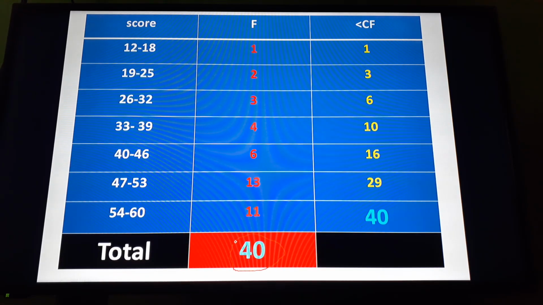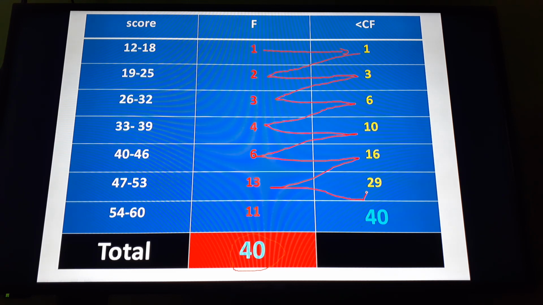Now, to solve for the cumulative frequency less than, napakadali lang po nun. Ang gagawin lamang po natin is just to copy for the first frequency, then add lang natin sa next frequencies. 1 plus 2 that is equals to 3, plus 3 that is equals to 6, plus 4 that is equals to 10, plus 6 that is equals to 16, plus 13 that is equals to 29, and plus 11 that is equals to 40.